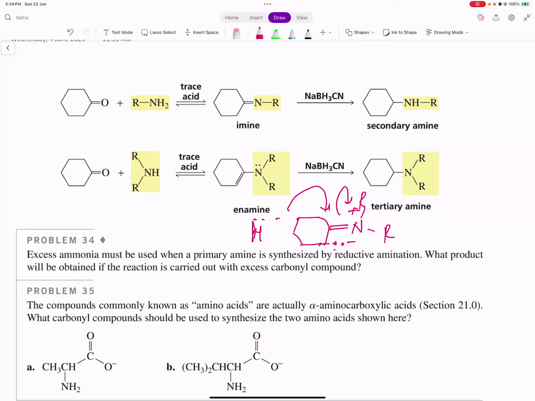When I draw the lone pair and shift like this, it will get negative. This can get the proton from the trace acid, and then from H negative we can reduce it. Got it?